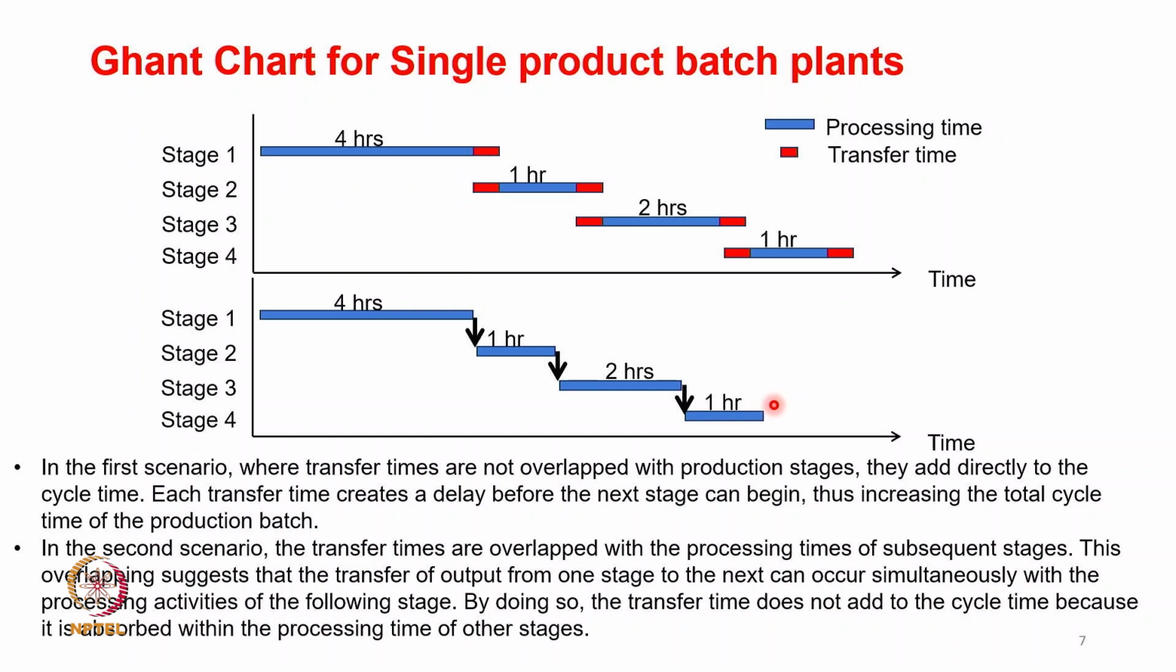Basically, the transfer from stage 1 to stage 2 would typically happen simultaneously, overlapping with the operation of that particular stage. By doing so, the transfer time does not add to the cycle time because it is absorbed in the processing time. So this is an idealized condition. You may not be able to find such a case where you can do a very quick transfer from a stage to its subsequent stage and move on. But typically you would identify that there is certain transfer time that comes into the picture.